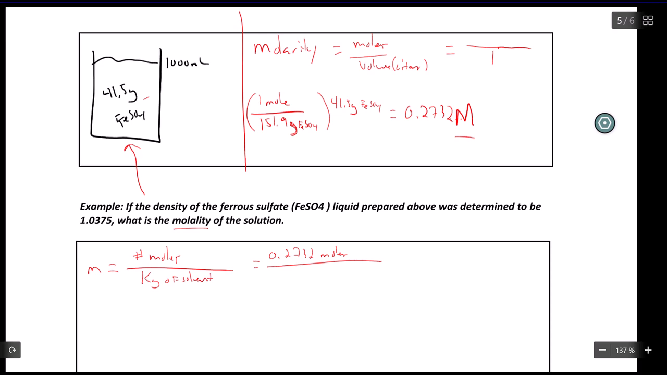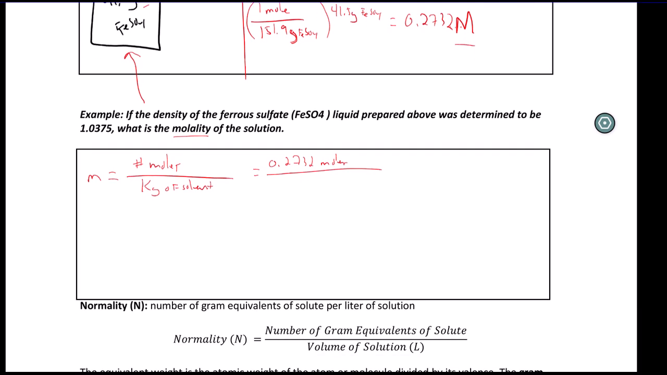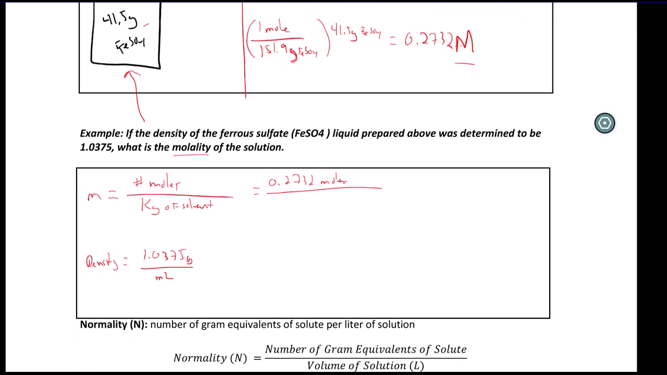Well, let's take a few things. We're given the density, right, as 1.0375. What is the density? This would be grams per mL. Now, if we know that there's 1.0375 grams in every mL, and we made 1,000 mLs, I can take this and multiply it by 1,000.